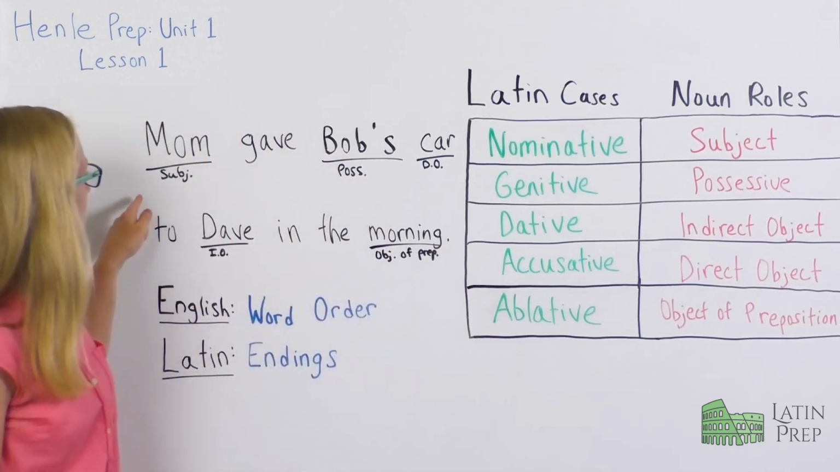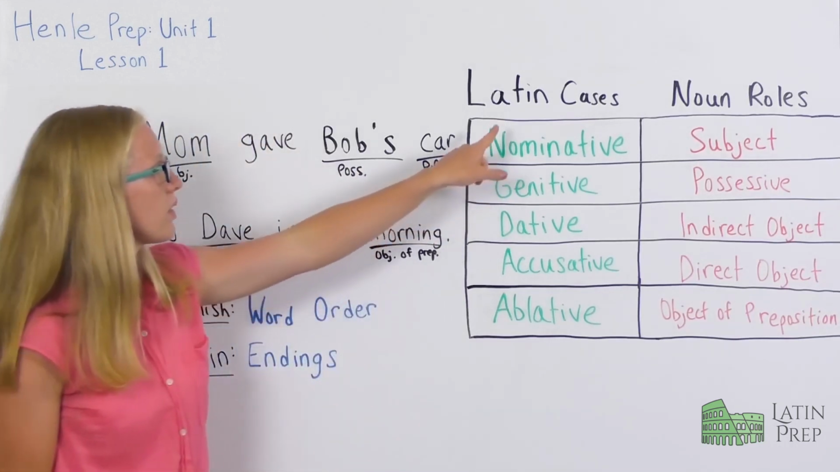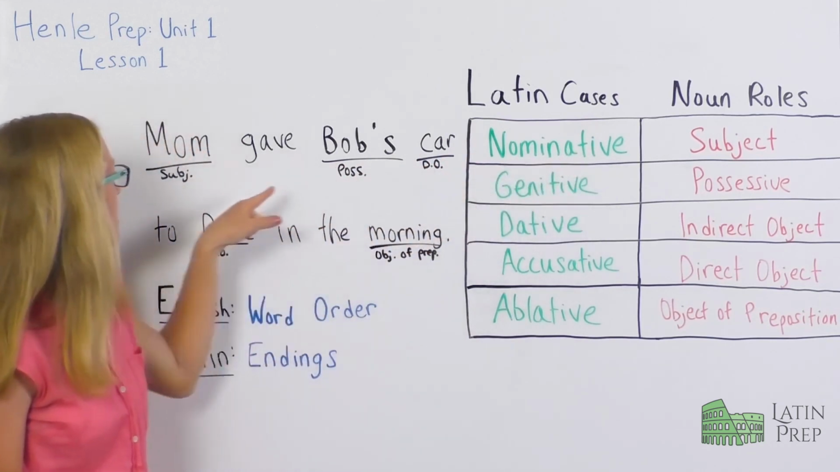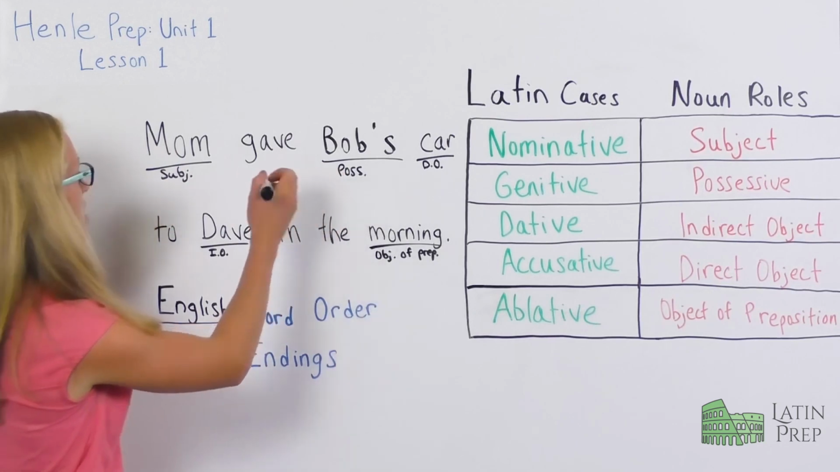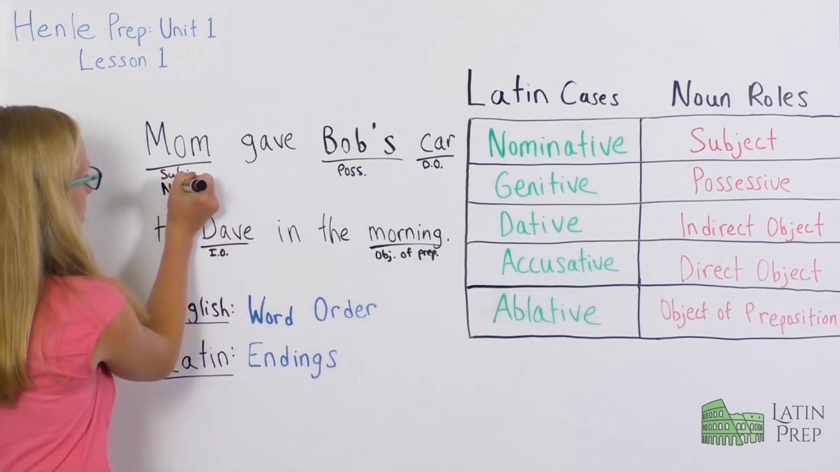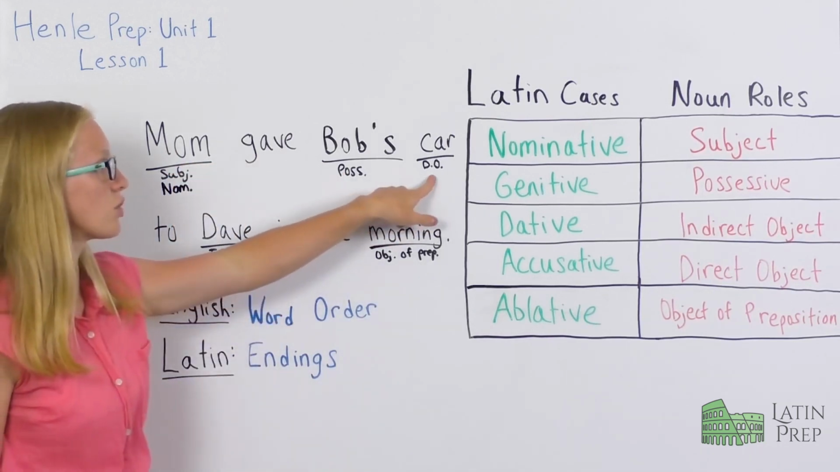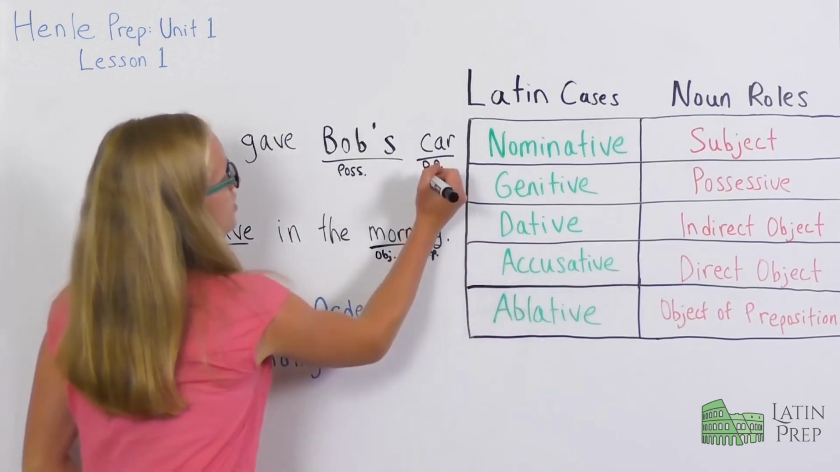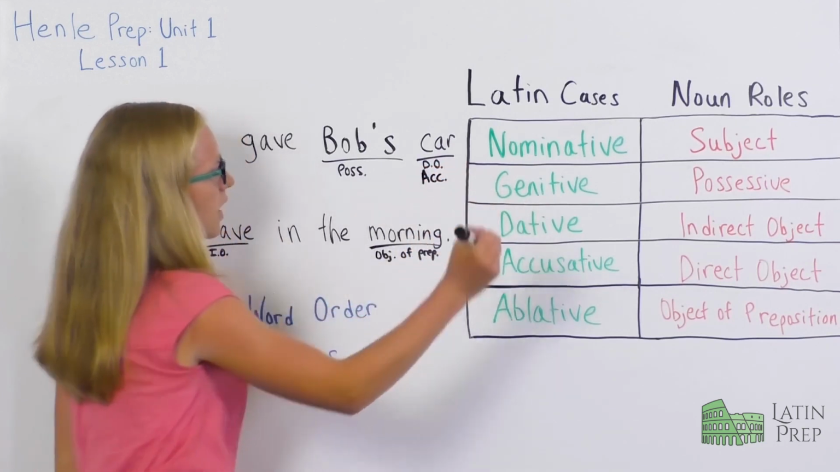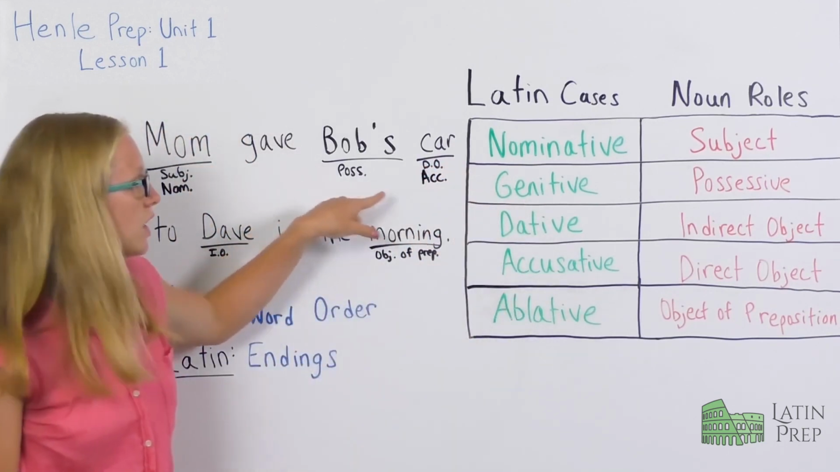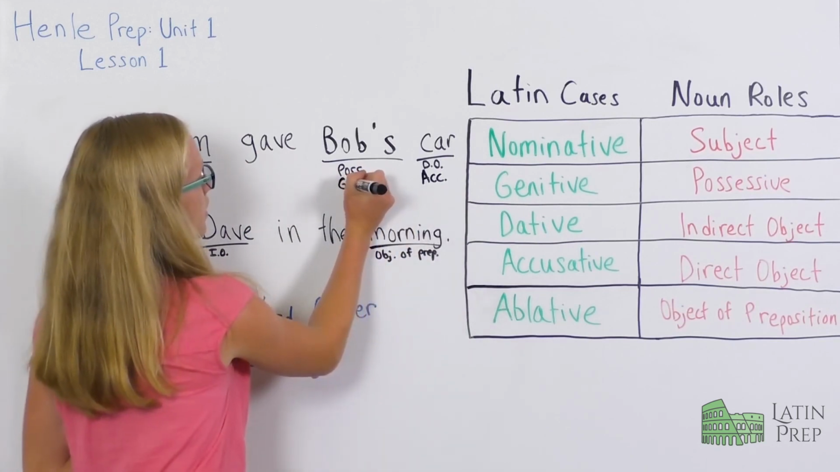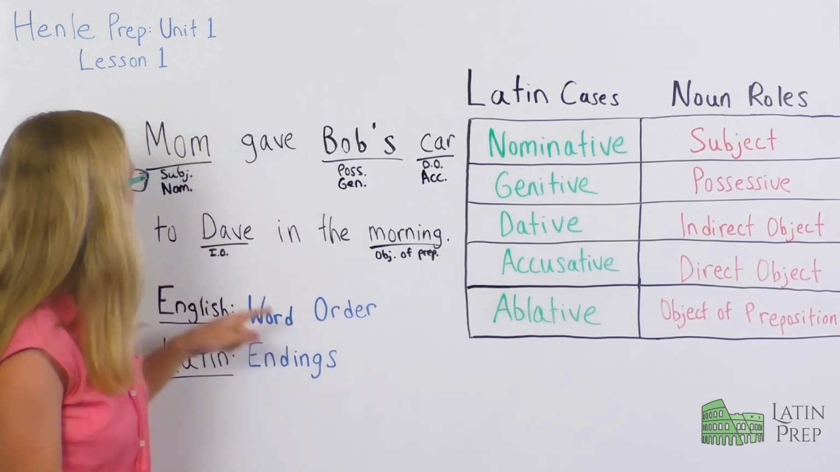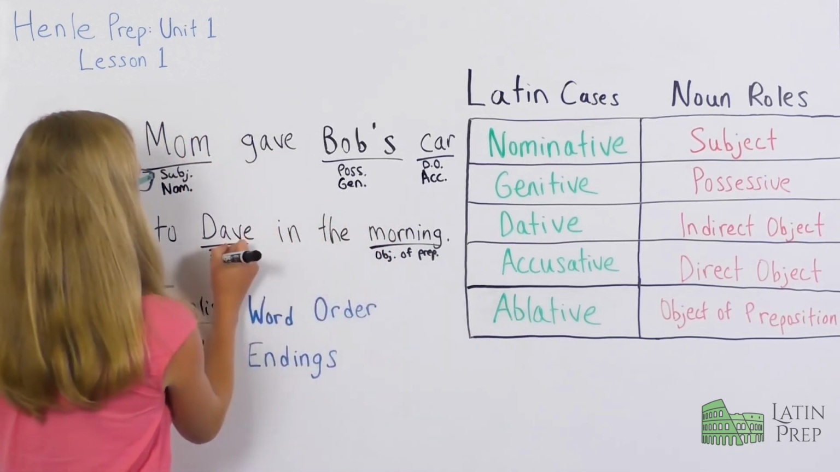So we're going to go back and label our sentence with the Latin words. We had subject for Mom here. In Latin, we call that the nominative. We have our direct object, we would say in English, but in Latin, we would call that accusative. And then our possessive here is genitive. I'm just abbreviating all these, but you could write out the whole word if you want to. Indirect object, we call dative.